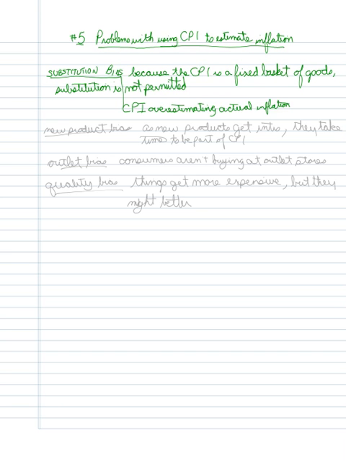Another problem with the CPI is that there's a new product bias. Basically, as new products get introduced, they take time to be counted as part of the CPI. So we could imagine Uber rides didn't enter the CPI until very recently because they just didn't exist.